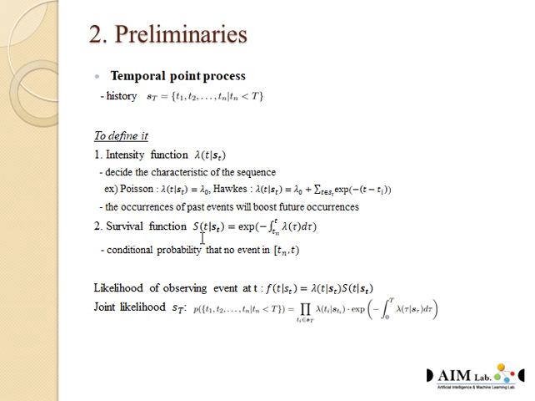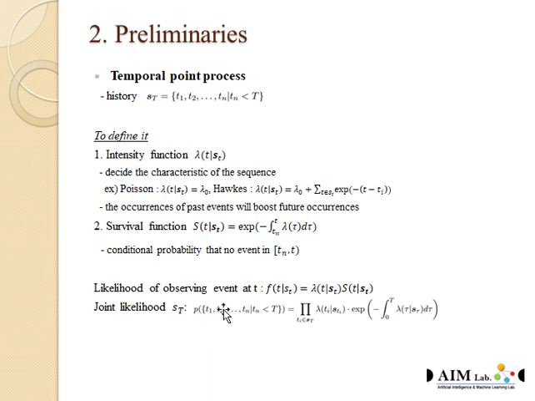Next is the survival function, which is defined from the intensity function. It is the exponential of the integral of the intensity function. It is defined as the conditional probability that there are no events between Tn and T, so it is called survival. So the likelihood of observing an event at T is the product of those functions, and the joint likelihood distribution of the history St is this one.